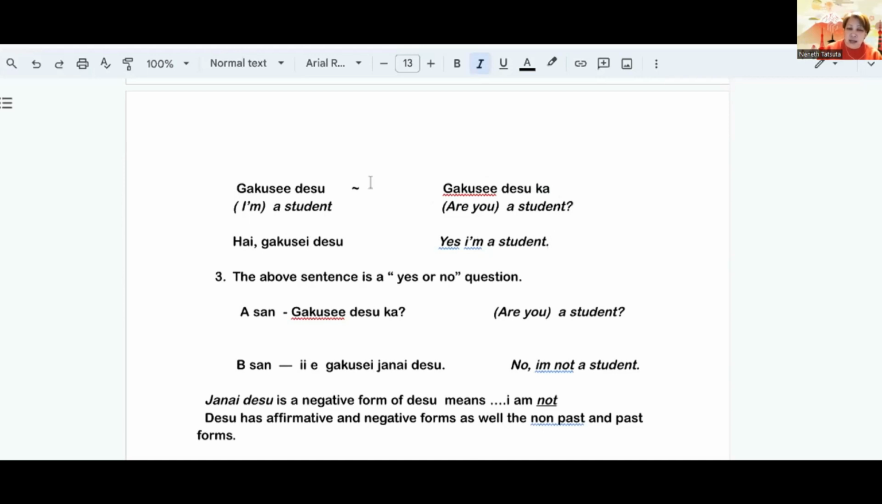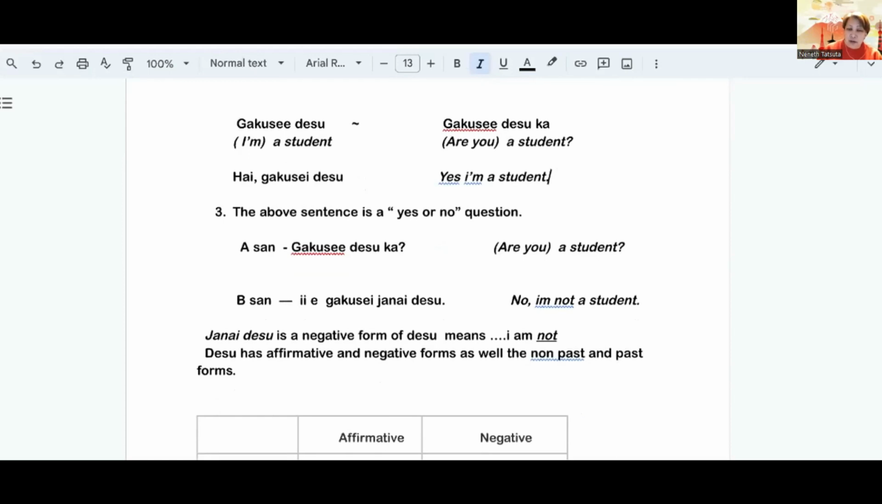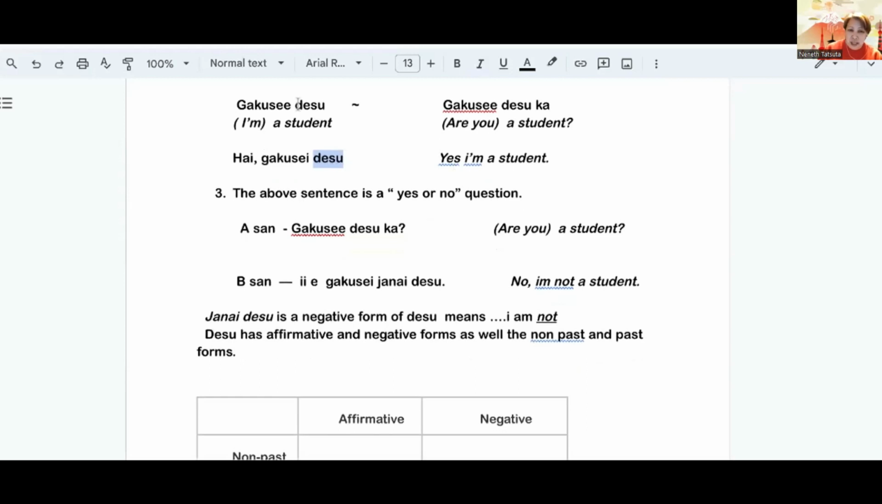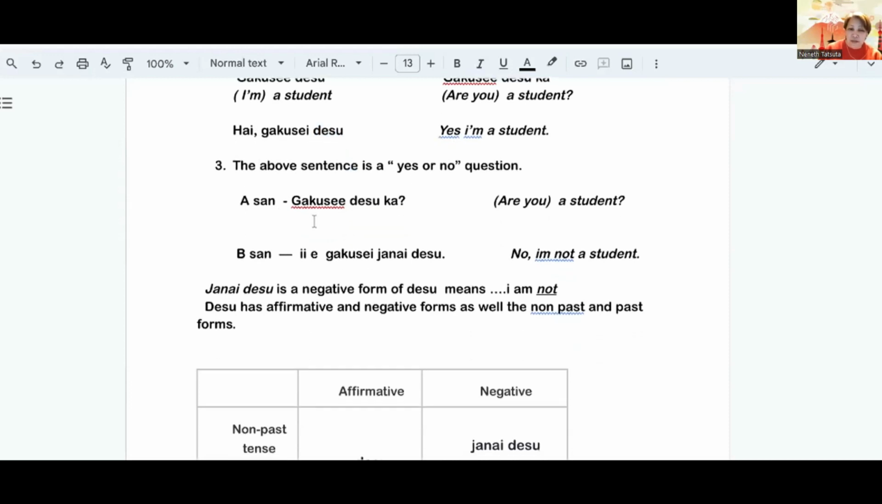So, gakusei desu ka? If you're a gakusei, or if you're a student, you can answer hai. Gakusei desu. Okay? Yes, I'm a student. Hai means yes. Gakusei is a student. And then you have the desu, which is "is". Okay? This one is a noun. And then the desu, the "is". So, hai, gakusei desu. Yes, I'm a student. Now, the above sentence is a yes or no question, right? So, are you a student? Hai, gakusei desu. Okay? What if no?